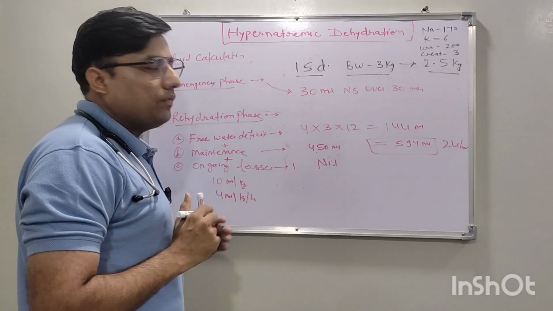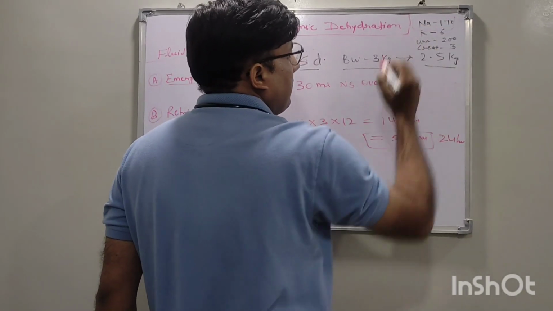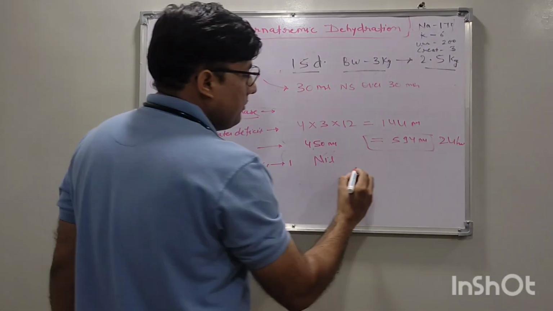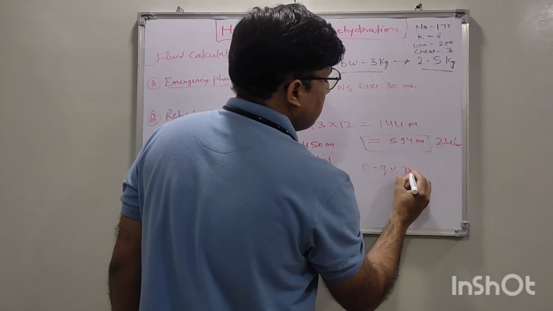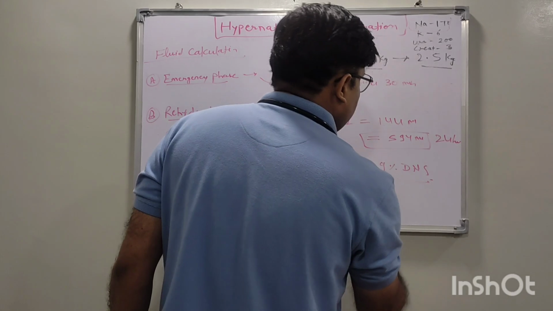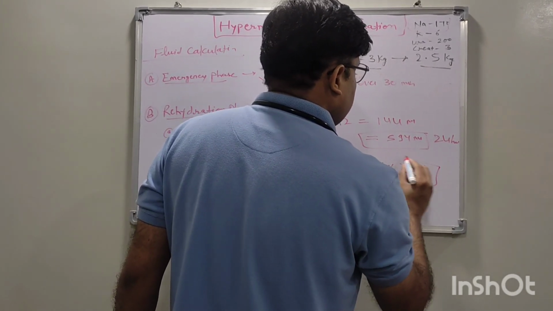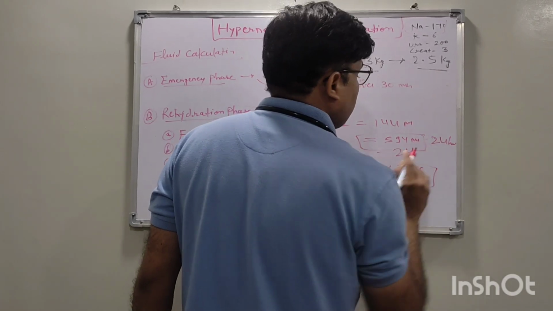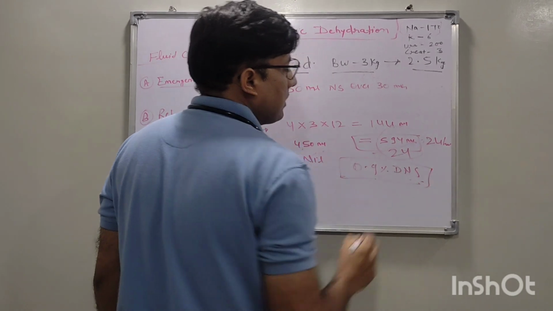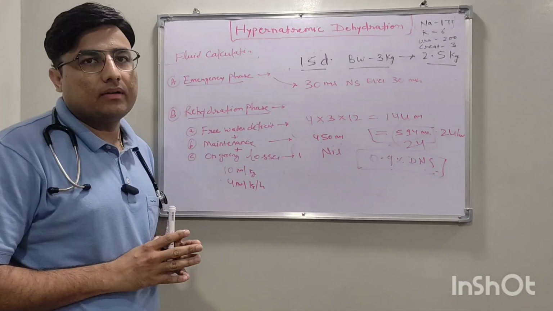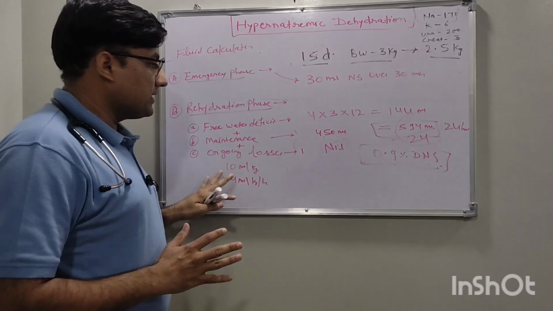Then comes the question of what type of fluid we should select. As we discussed, it is moderate hypernatremia, less than 175. In moderate, we should give 0.9% NS, 0.9% DNS. So this much fluid, 0.9% DNS, we should give over 24 hours by infusion. So 594 divided by 24, that many ml per hour we should give over 24 hours. So we have calculated this and discussed it in detail.